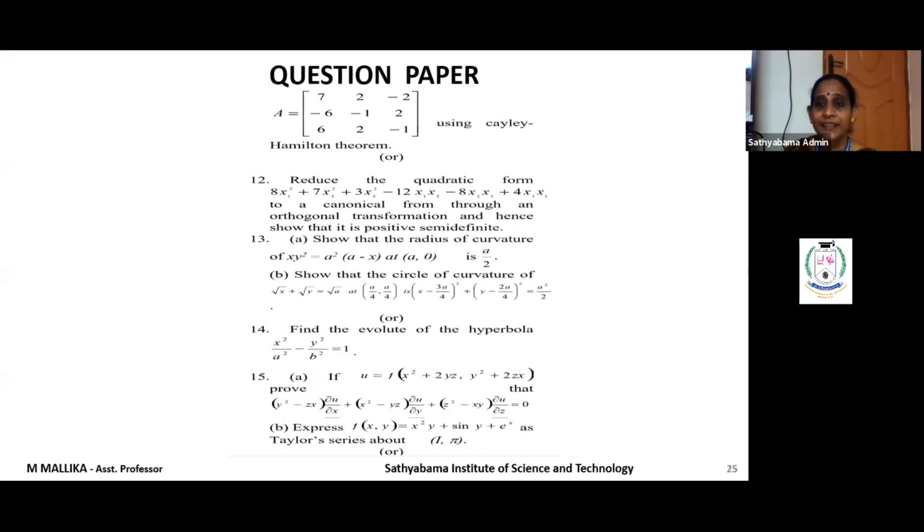Whatever I have discussed, namely in the first unit, be completely thorough with the Cayley-Hamilton theorem. Practice Cayley-Hamilton theorem very well from the first unit. From the second unit, practice problems under radius of curvature, center of curvature, circle of curvature, and evolute. Evolute, the standard 7 questions. Apart from the 7 questions, there is one more question under evolute, which is practice.